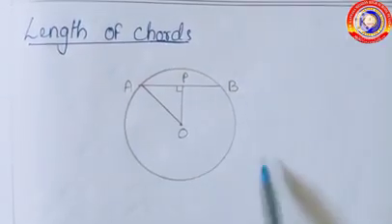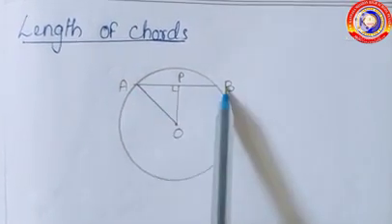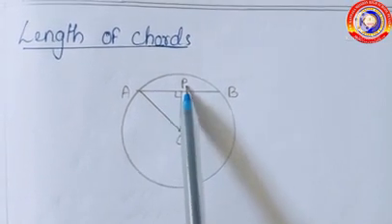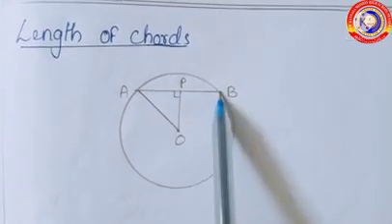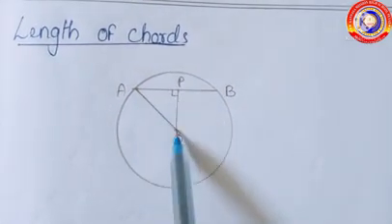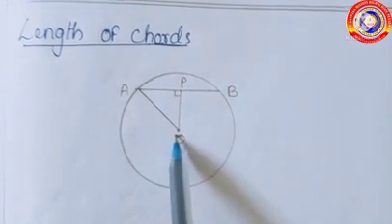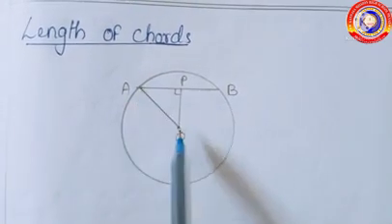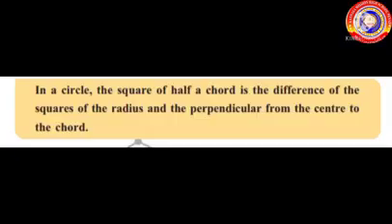In this figure, AB is a chord of the circle and OP is the perpendicular drawn to AB from the center of the circle. Drawing OA, we get a right triangle. In this right triangle OAP, by Pythagoras theorem, AP square is equal to OA square minus OP square. From this, we arrive at a conclusion that in a circle, the square of half a chord is the difference of the squares of the radius and the perpendicular from the center to the chord.